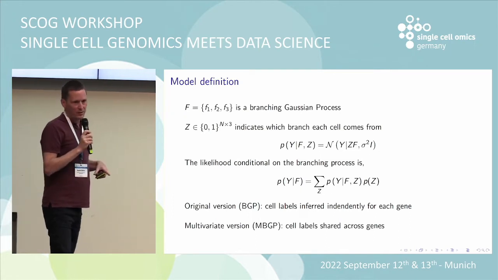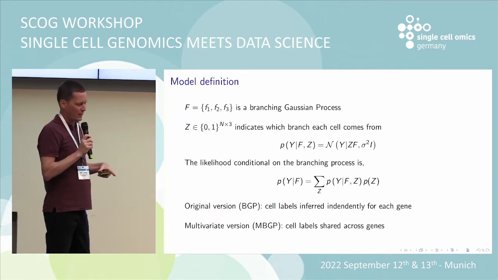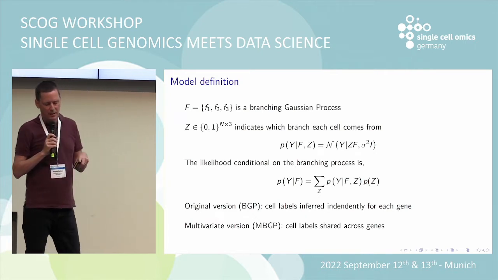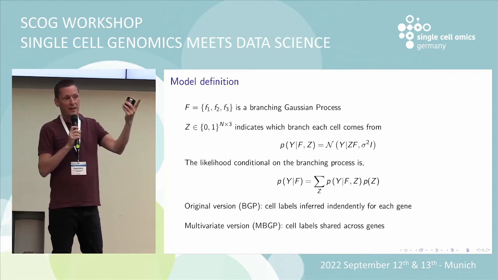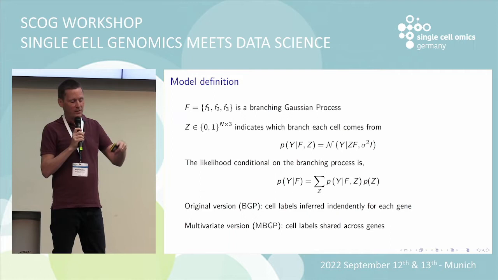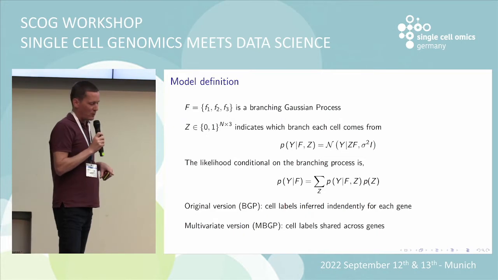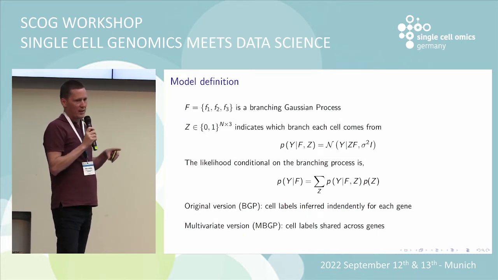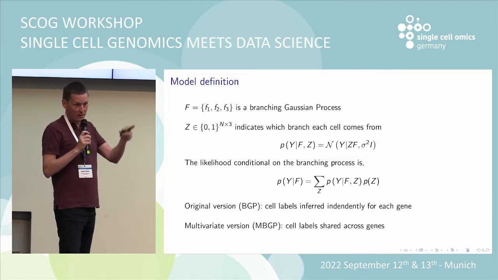Now, in the original version, we did it independently for every gene, so it's really kind of univariate for genes. And that's a bit disappointing because it means that the cell labels can be different for different genes. So you might assign a cell to one branch in gene A and a different branch in gene B because it's a univariate model. So the model doesn't know that the cells actually should belong to the same branch for different genes. So recently, we've got a new version called multivariate BGP, which actually allows the cells to be consistently assigned to the same branch across different genes.